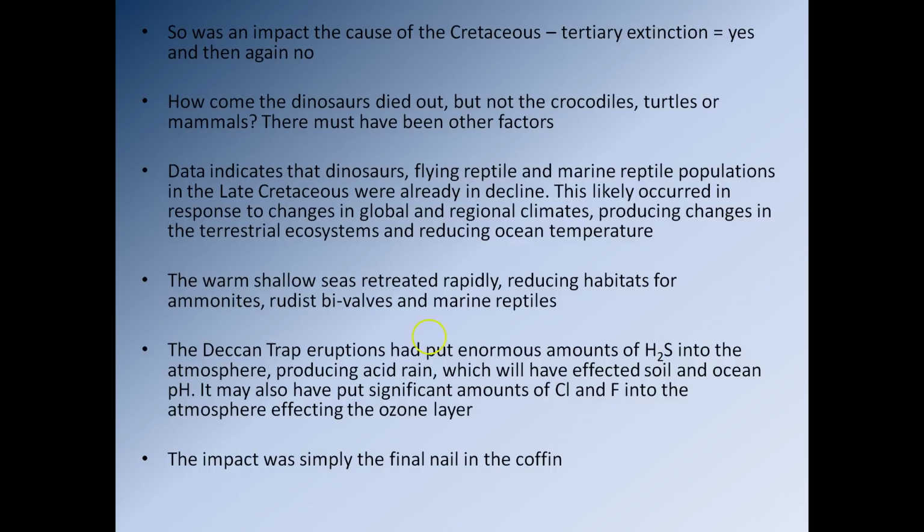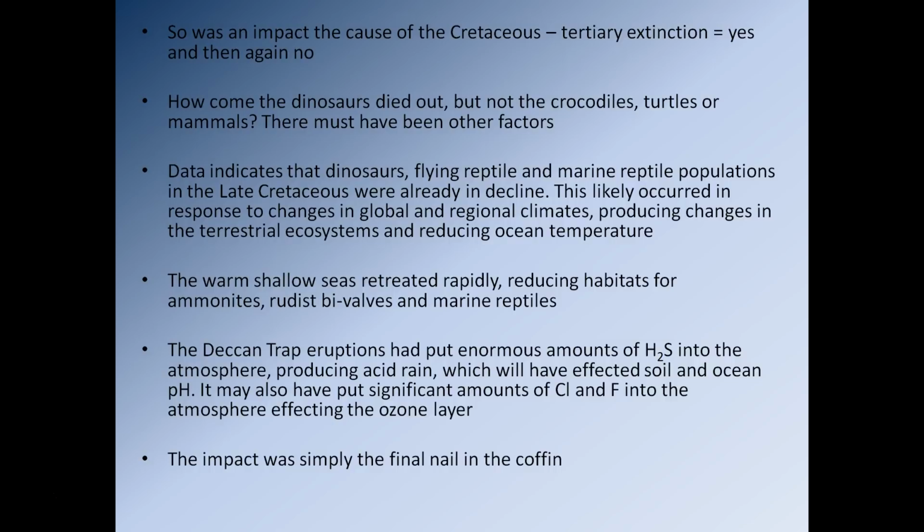And obviously we have the aforementioned Deccan Traps eruption, and that will have put enormous amounts of hydrogen sulfide into the atmosphere. Hydrogen sulfide mixes with water to produce sulfuric acid, and this will produce acid rain, which once again will fall into the soil, damaging plants, or fall into the oceans, changing the ocean pH, which will damage photosynthesizing blue-green algae.